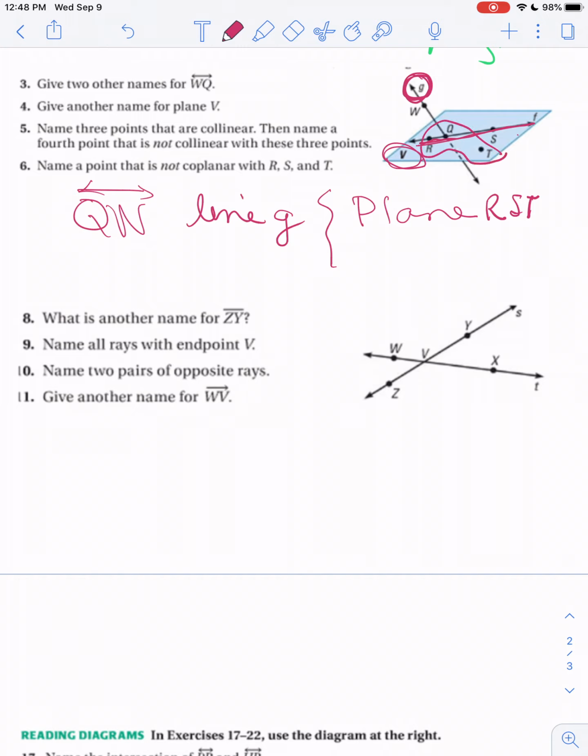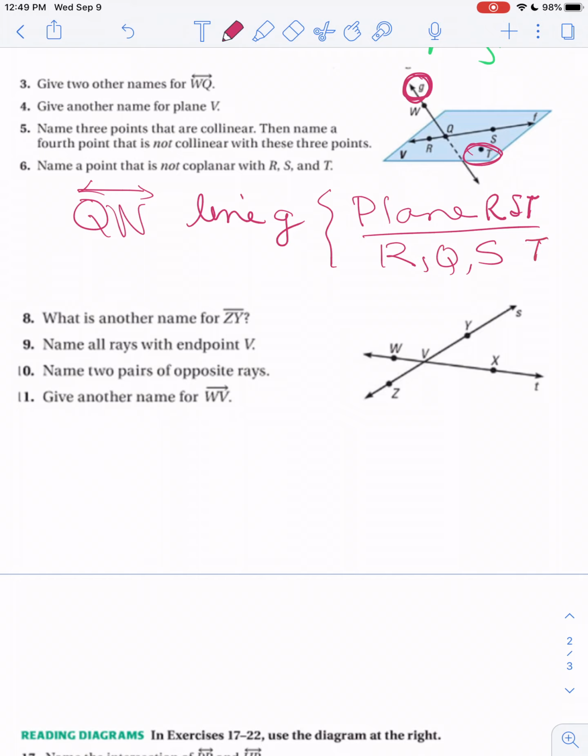Okay, and let's try the next one. Name 3 points that are collinear. Well, we just talked about that. 3 points that are on the same line. It looks like point R, point Q, and point S are going to be our collinear points. And then name a 4th point that's not collinear. So we want to choose another point that's not on that line. It looks like T's not on that line, so our non-collinear point would be T.